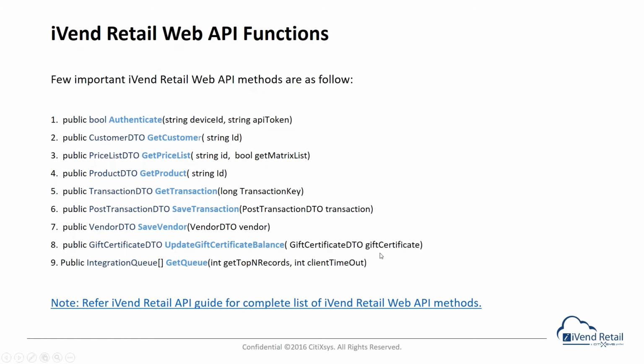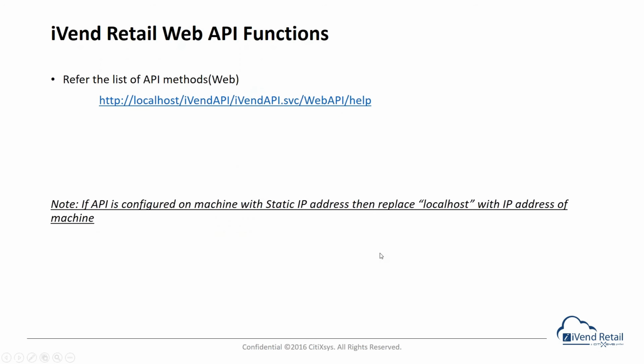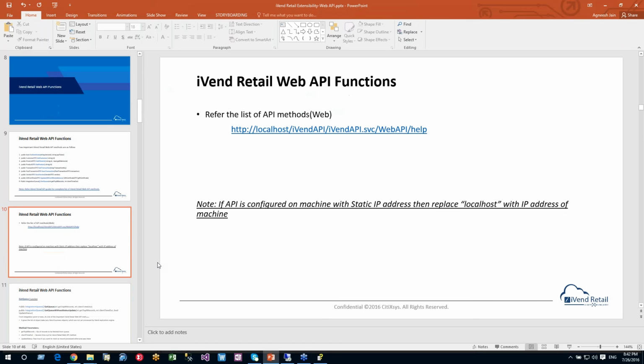All right. Now going forward, if you install iVend in your dev machine or in your hosting environment anywhere, then you have an option to install APIs along with the main installer, which installs the API as a web service in Microsoft IIS. And this URL explains all the functions very well.